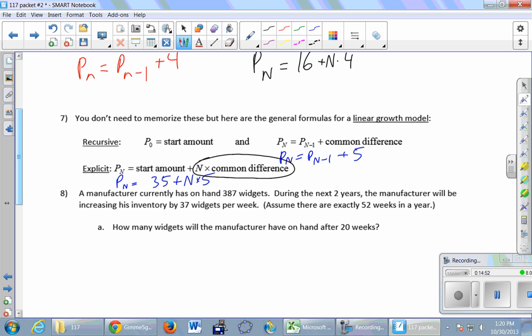Everybody know what a widget is? No, it doesn't matter. Anybody know what it is? I think it's just a gadget. I think it's just a generic name for something. Well, look it up. It's just like a generic name for something we could produce.